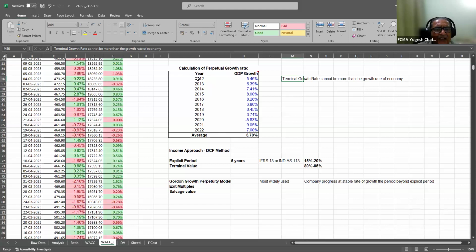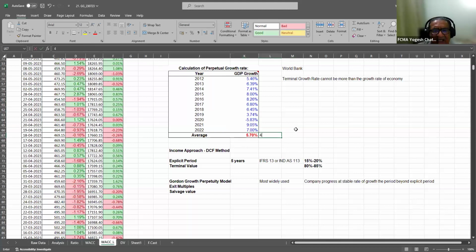And therefore, what I have done, I have taken the GDP growth rate of India from the website of the World Bank. The World Bank, as you all are aware, will provide us the accurate figure. So this is the GDP growth rate of India between 2012 and 2022. That is for a period of 11 years. And the average GDP growth rate is 5.7%. So that is the upper limit for a terminal growth.